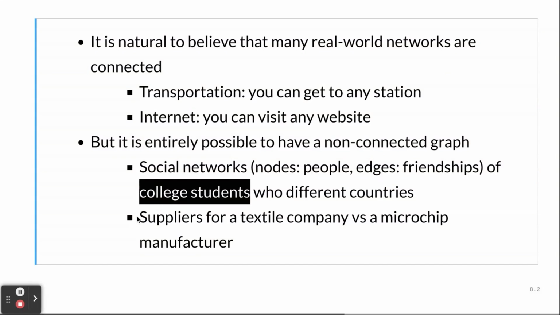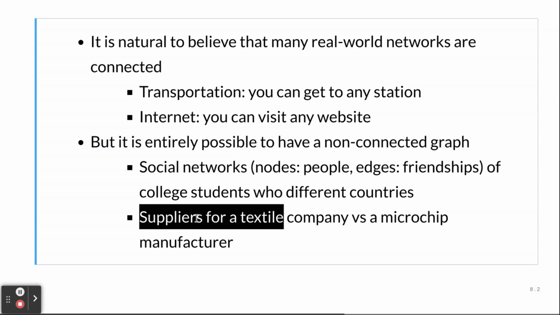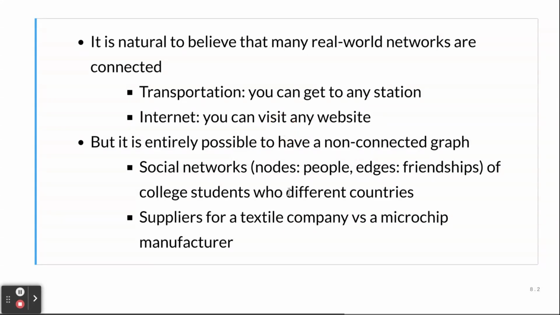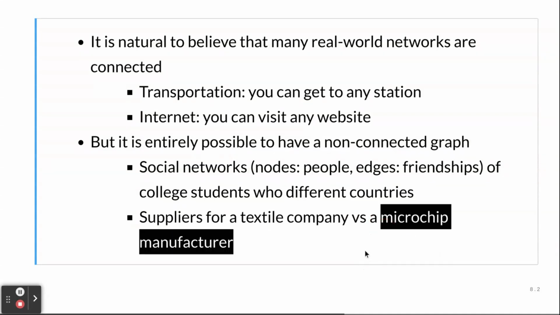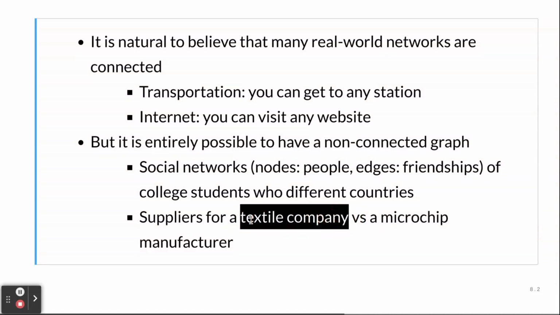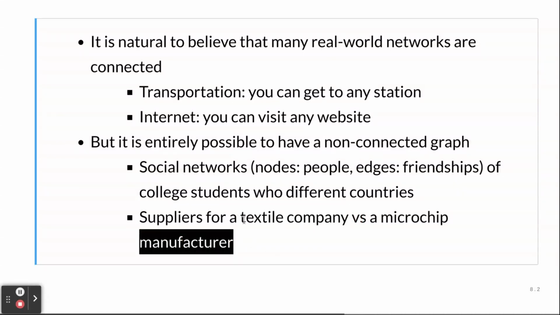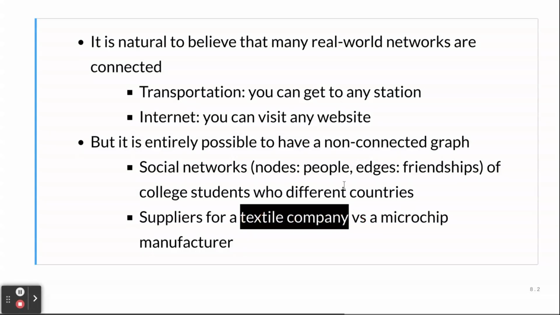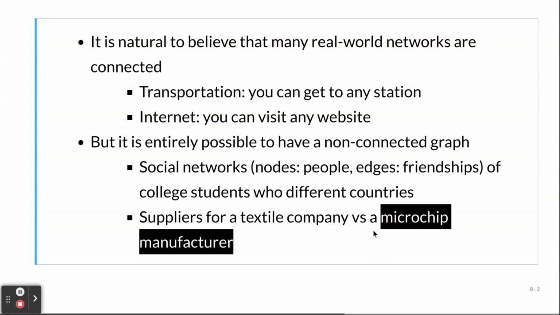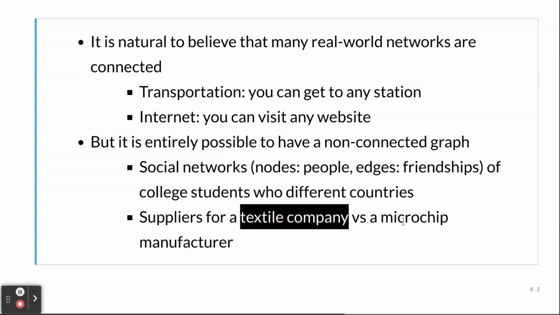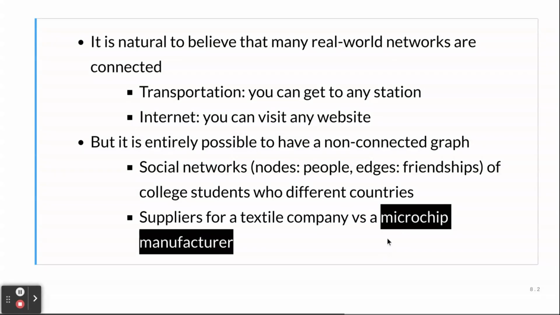Another one you might consider, suppose you're studying the supply chain network, and you include only a couple industries: the textile industry for clothing, as well as microchip manufacturers or suppliers for the technology industry. It's very possible that the suppliers of textile companies are a completely different set of entities or nodes than those that supply components for a microchip. And in this case, you might think that there are no connections between suppliers of textile components and suppliers of microchip components.